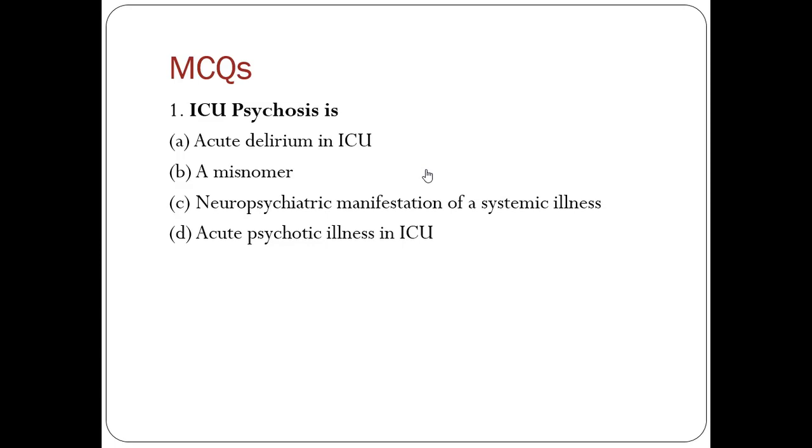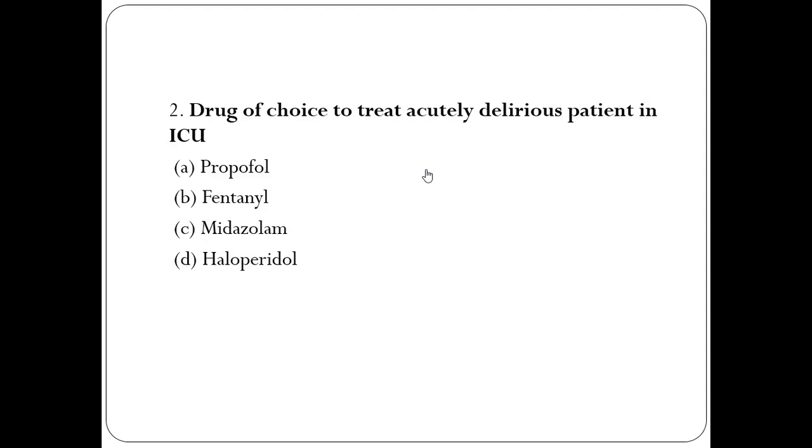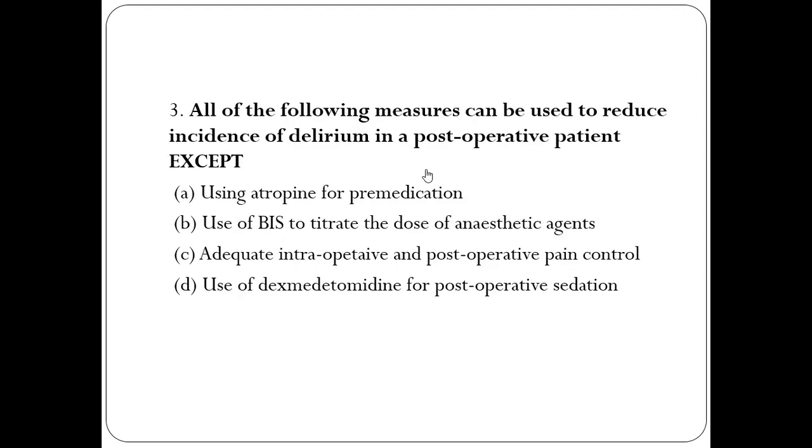These are the MCQs I was told about. ICU psychosis, just answer this MCQ. ICU psychosis is a misnomer. Answer is misnomer. One should not call it ICU psychosis. It is delirium. Okay. What is the answer to this question? The drug of choice to treat an acute delirious patient in the ICU is haloperidol. Very correct.